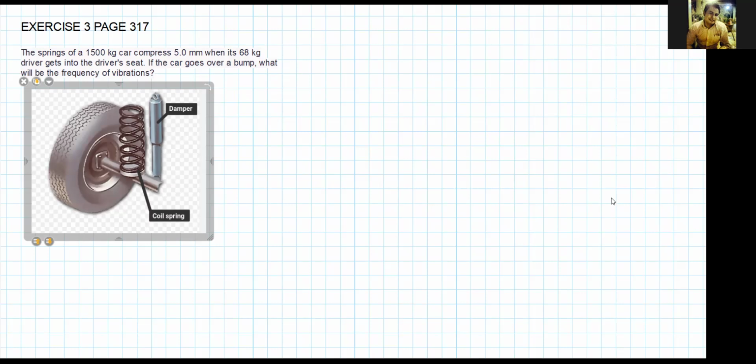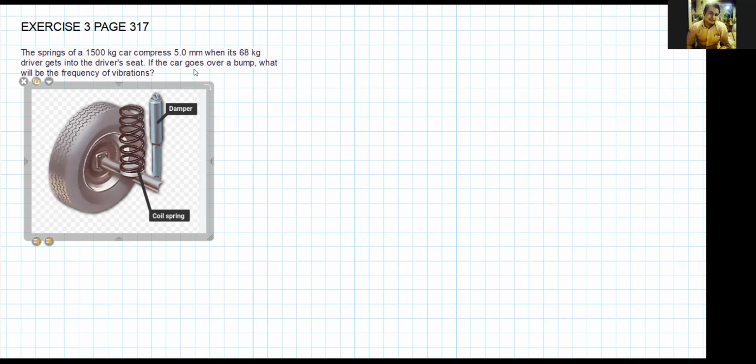Hello, we will start with exercise 3, page 317. So we will read the problem and then we'll try to solve the exercise. Here we have the springs of a 1500 kilogram car compressed 5 millimeters when a 68 kilogram driver gets into the driver's seat.